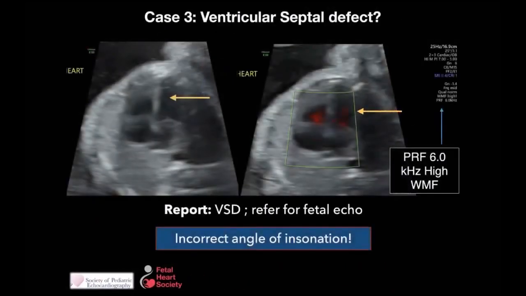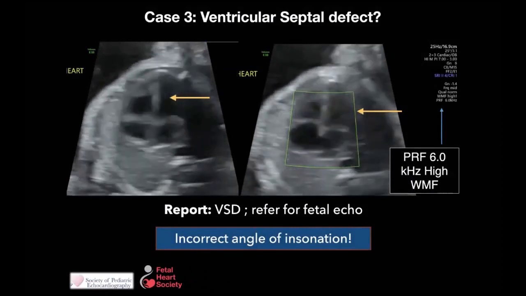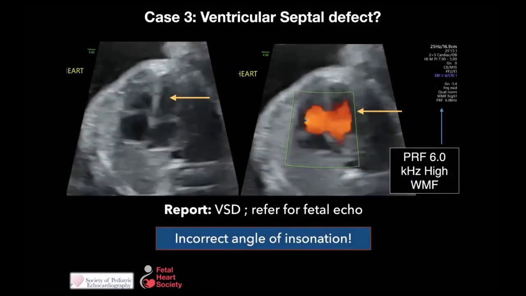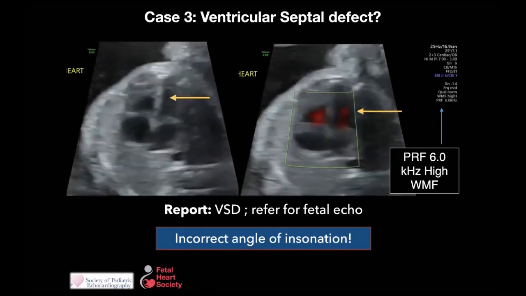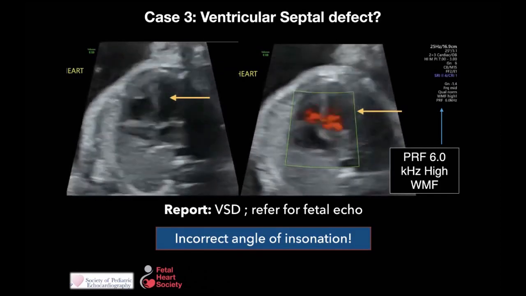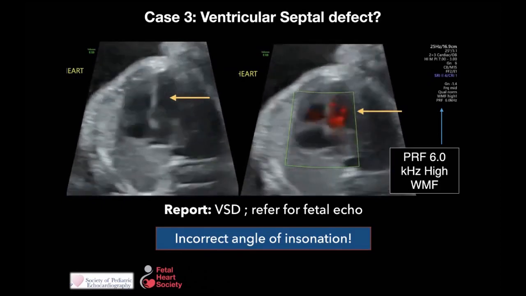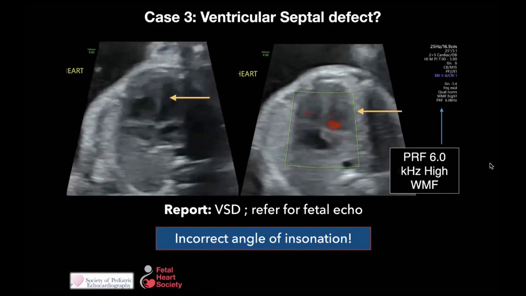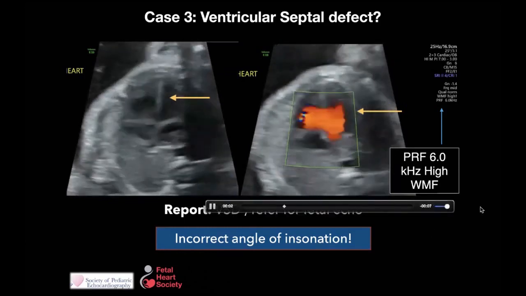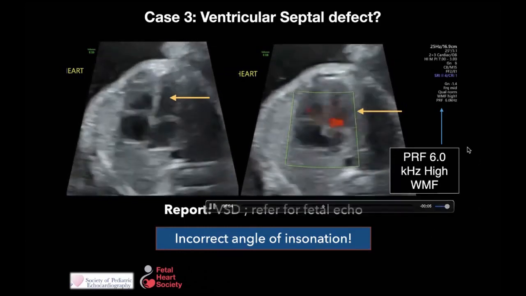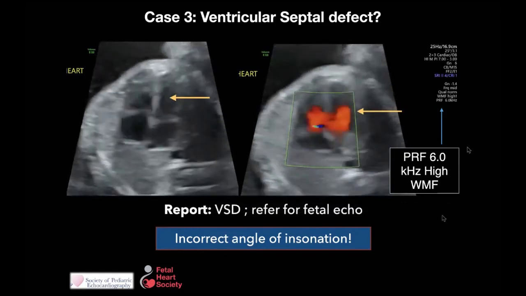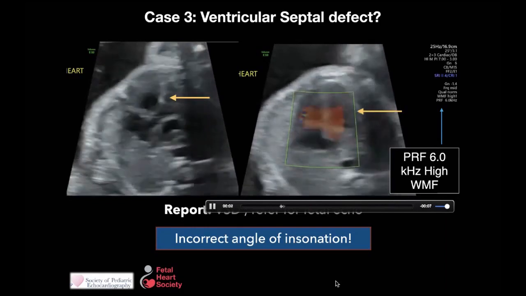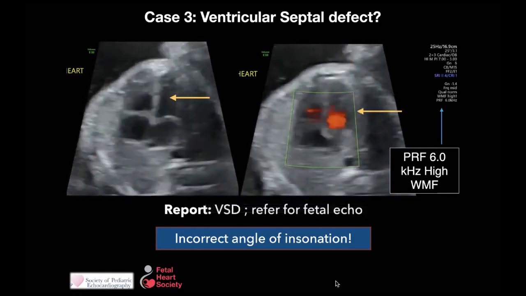Case 3. Here's a case where they suspected there was a ventricular septal defect. The MFMs did their anatomy scan, and the report stated a VSD, so the patient was referred for fetal echo. But what are the things that you notice here that are wrong? First, you notice that the PRF is set too high, so obviously that's incorrect technique for assessing for VSDs. And what else? This is the incorrect angle of insonation for assessing for ventricular septal defects.